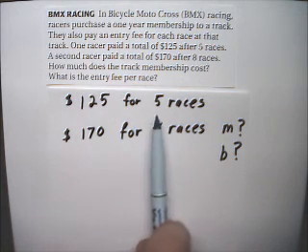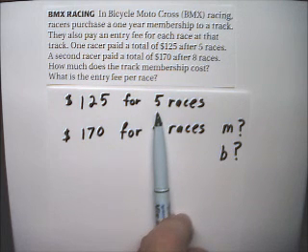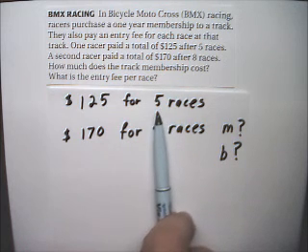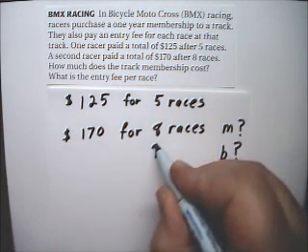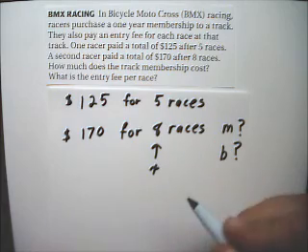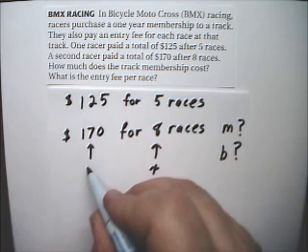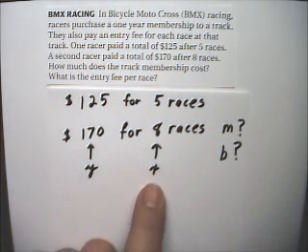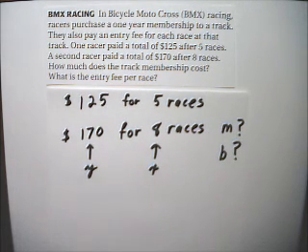The total cost depends on the number of races. Based on the number of races you have, that's what your cost is. So the races are the independent variable. You do as many as you want, and then that determines your cost. So that means this number is like the x, the independent variable, and this number is the dependent variable that depends on how many races you have. So with that in mind, we can figure out the slope.